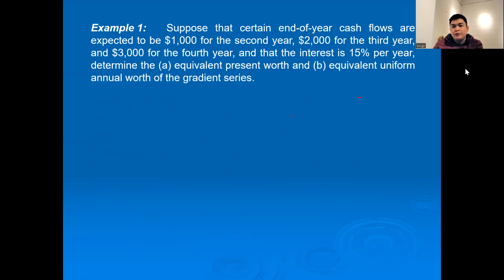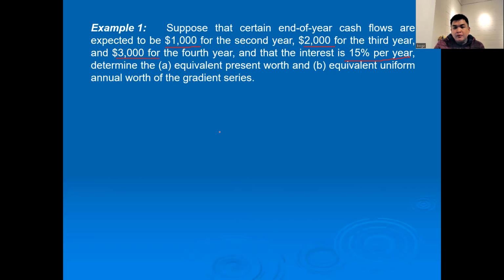Example. Suppose that a certain end of year EOY cash flows are expected to be 1,000, 2,000, and then 3,000 on the second, third, and fourth year. The interest is fixed at 15%. O sir, baka ko ba hindi fixed? Hindi. Nagbabago ito. Tingnan nyo, incrementing ng 1,000 on the second year, third, and fourth year. Yan. To determine the P and the equivalent A worth of gradient series.